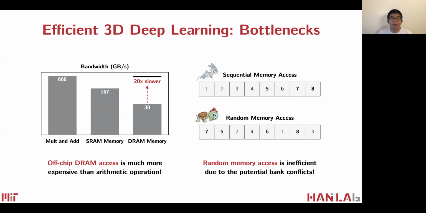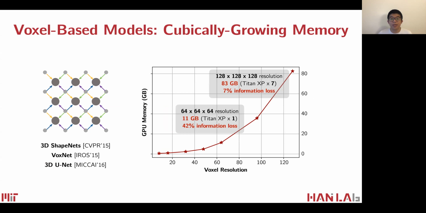Designing an efficient 3D deep learning building block needs to take the hardware into consideration. On the one hand, an efficient model should have fewer memory footprints because memory operations are more than 20 times slower than arithmetic operations. On the other hand, an efficient model also needs to avoid random memory access as it is much slower than sequential access due to potential bank conflicts.